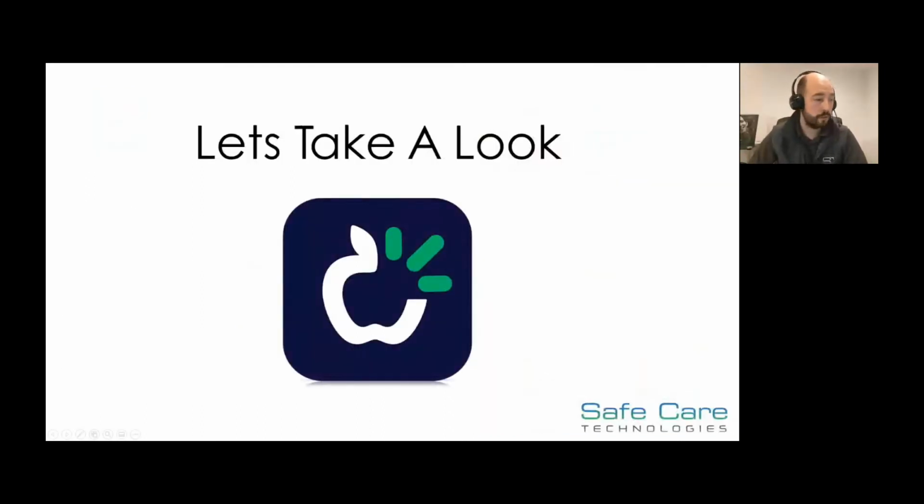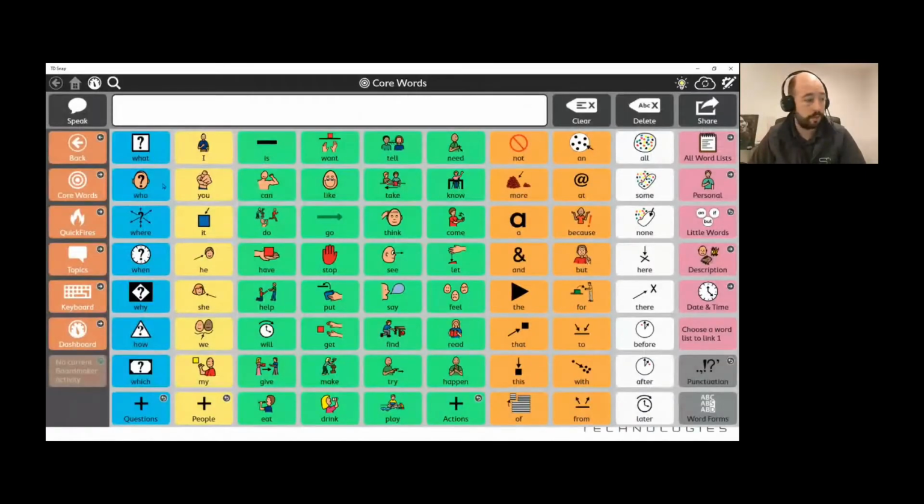So what we'll do is go straight over to TD Snap and take a look at that now. I'm just going to open that up for you. Okay, so I have it open at the moment on the core words, and this is the first one, the PCS symbols, as I mentioned. You'll see here we have Core First Learning. So we've got the core board where we can create those sentences.